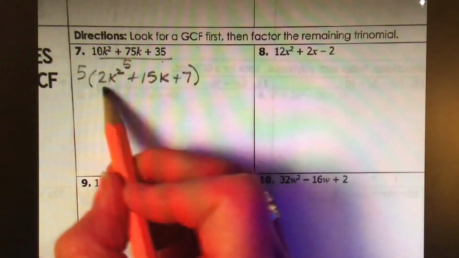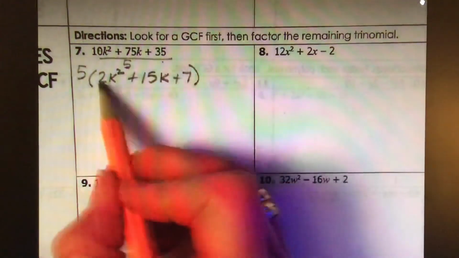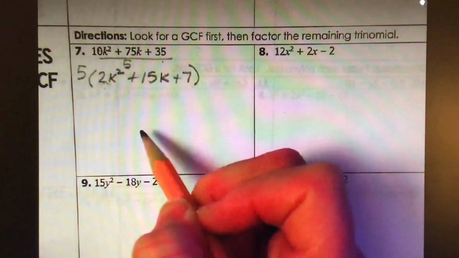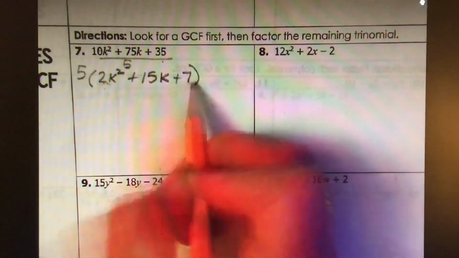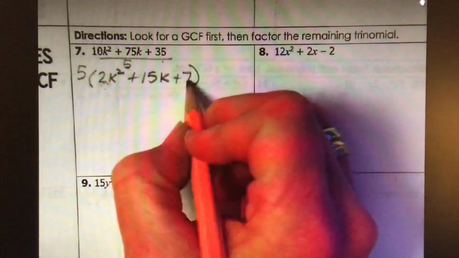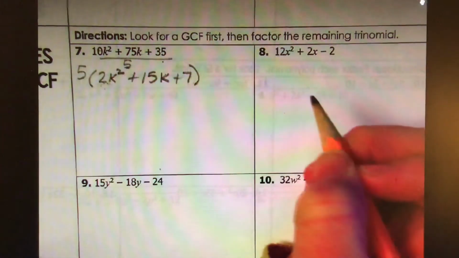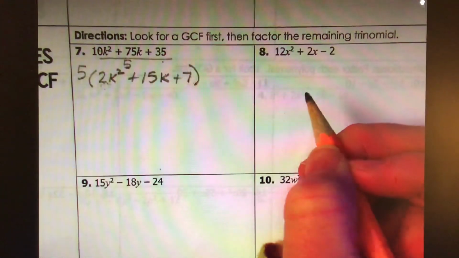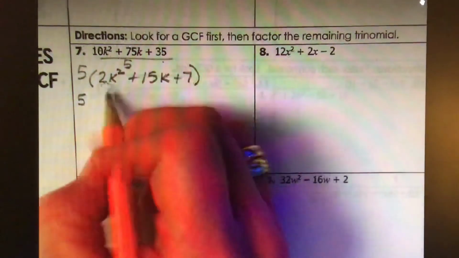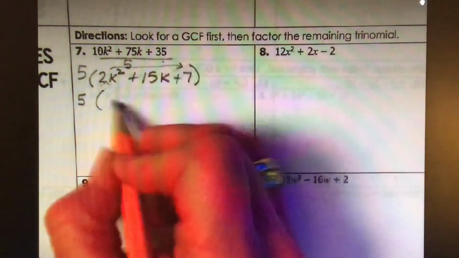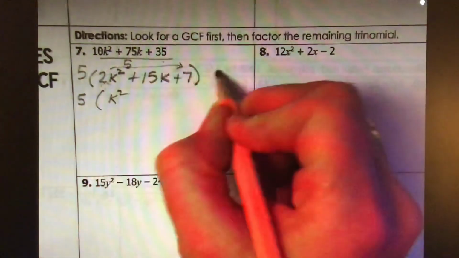Now, oh no. I don't think I can really factor this anymore. 2 doesn't go into 15 or 7 without any remainder. So now I'm going to have to get a little creative. I'm going to think of my factors. I'm going to do the slip and slide. So let's rewrite this. Hopefully this makes sense. This is the slip and slide method.